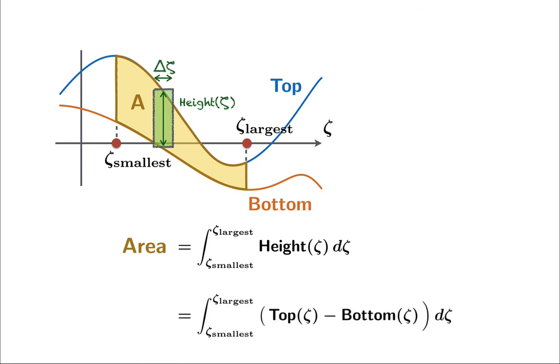And if you want to break it down a little bit, you can say, well, the height is the top minus the bottom. So this is how you find the area. And you'll notice that everything in this expression has to do with the integration variable zeta. Your limits of integration, the functions themselves are expressed as functions of zeta, and then, of course, the differential itself. So once you've identified your integration variable, you should take that as a cue to express everything in terms of that variable.